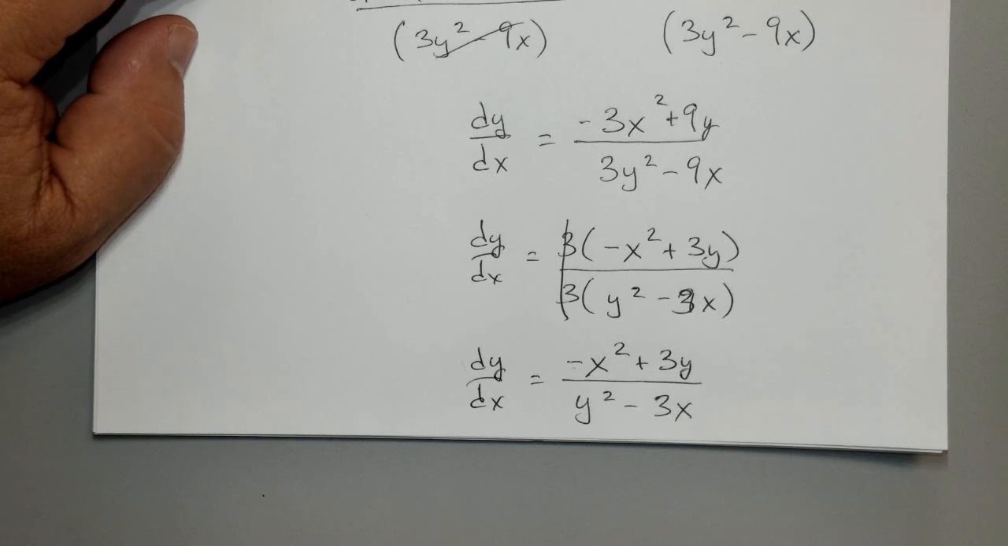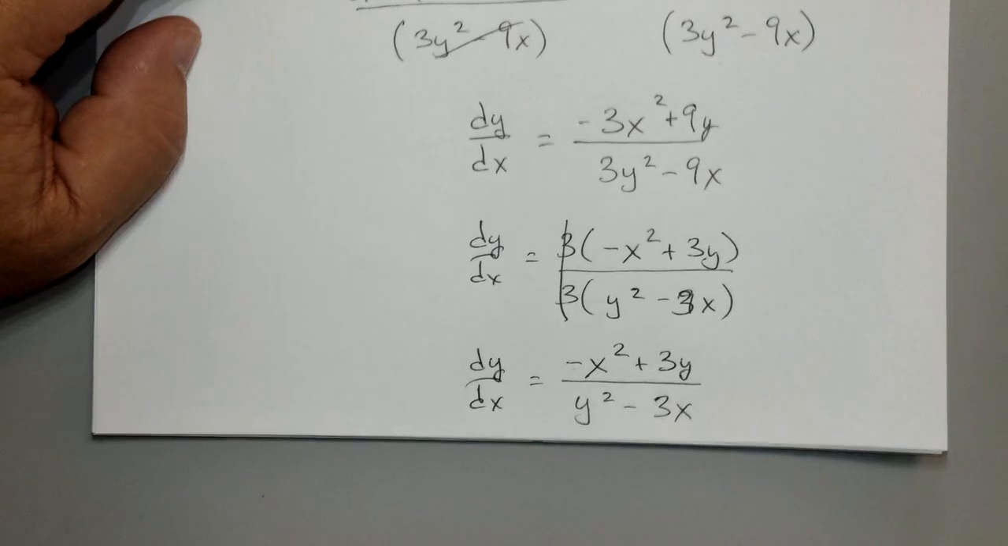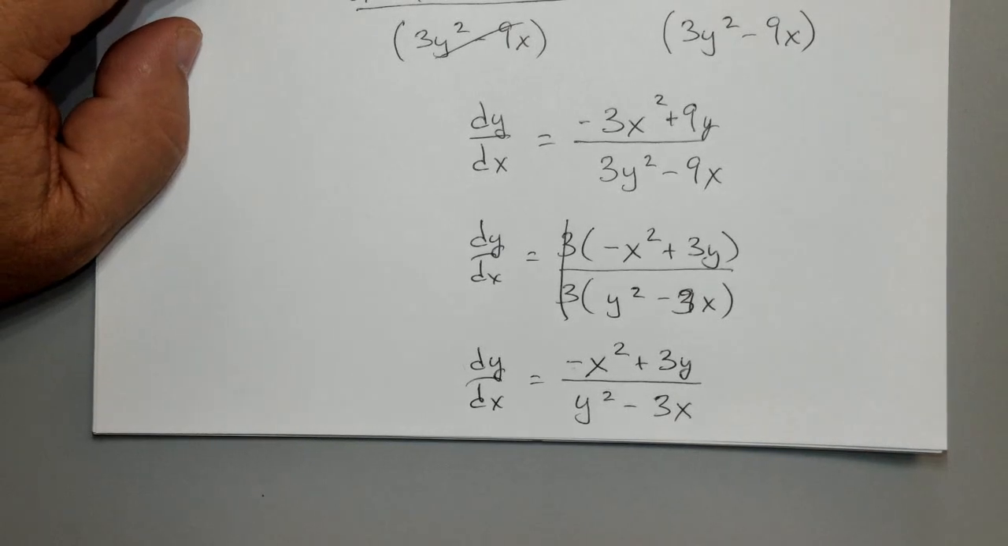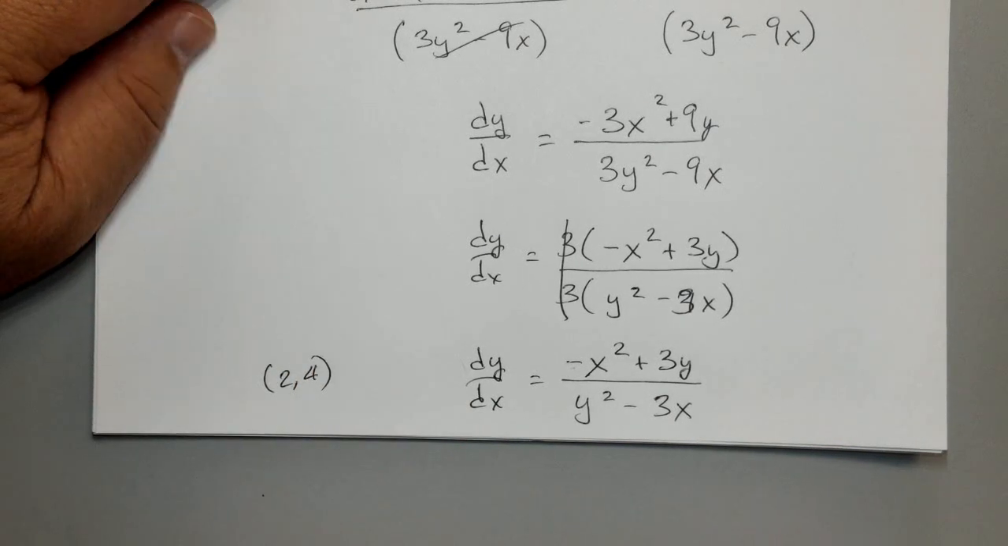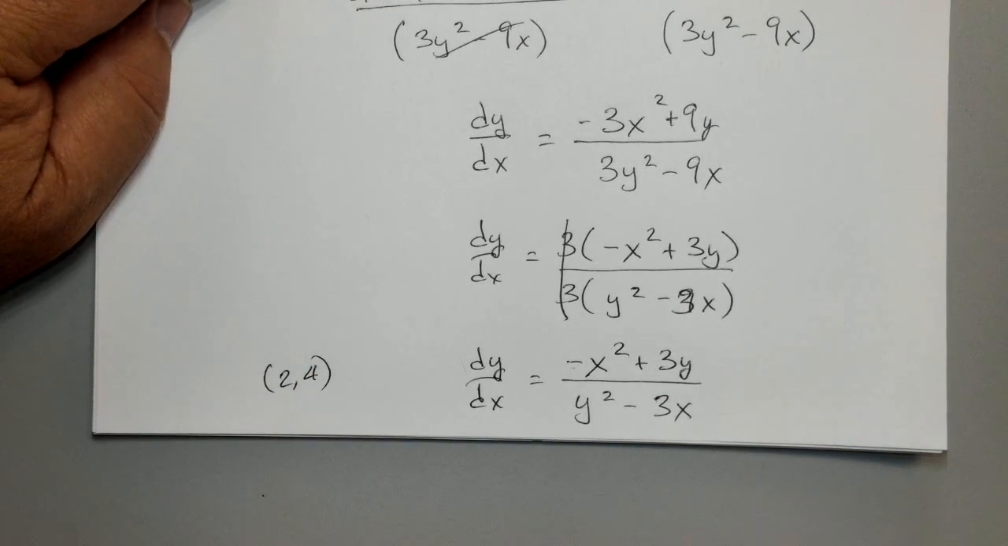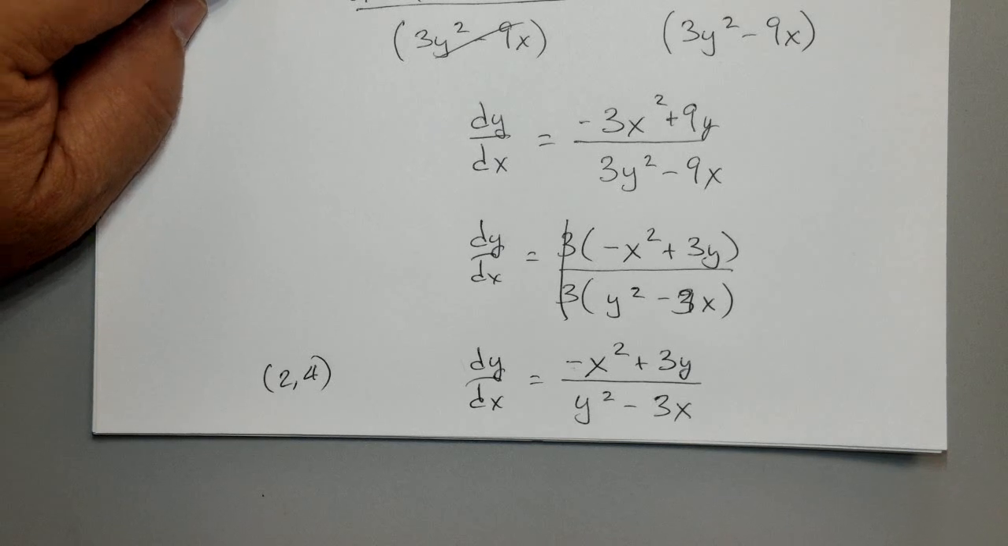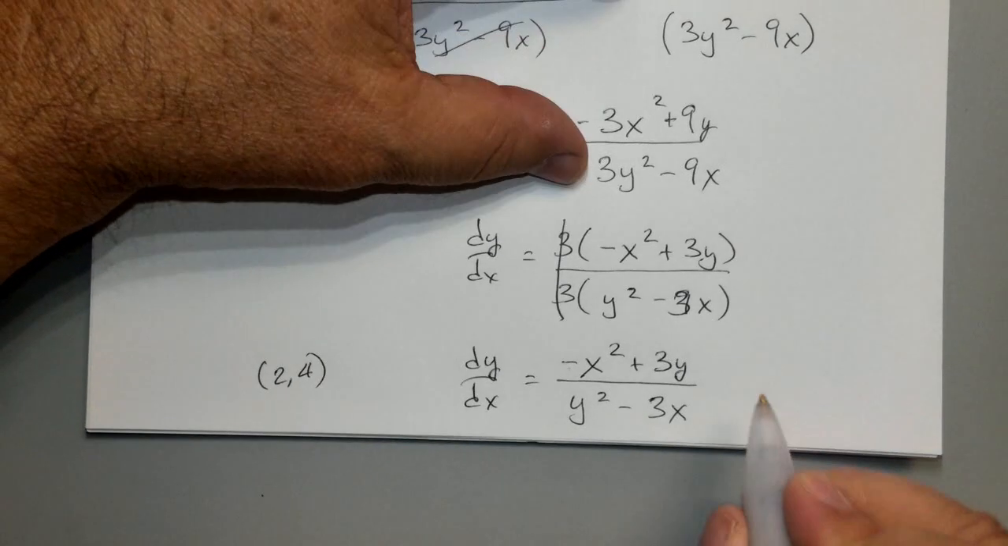What do we do with it? What does it find for us? Why do we need it? Very good. It gives us the slope when we plug in the point. The point was 2, 4. But it gives us the slope at the point of what kind of line? What's the name of it? Tangent line. Very good. Together you guys got it. Yes. It's a tangent line.